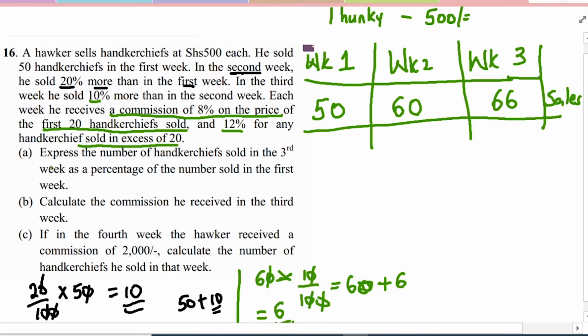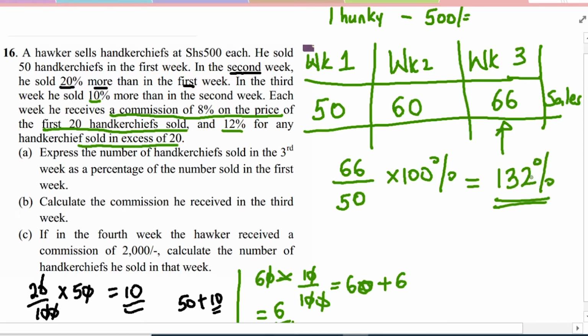Okay. Number 1, express the number of handkerchiefs sold in the third week as a percentage of the number sold in the first week. So that's going to become 66. Those are the number of handkerchiefs sold in the third week. We're expressing that as a percentage of those sold in the first week. Those sold in the first week are 50. Multiply that by 100%. And so, when you do that, this is going to become 132%.